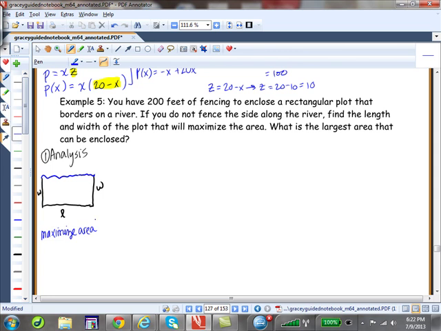So why don't we name our function A? So A is equal to length times width. It's okay that the river's the border. You still have a rectangular region. Now, what other information do we have? We know that all the black is fencing. So we also know that the two W's plus the L has to be what? Good, it has to be 200. So I'm going to go ahead and isolate the L. That's the easiest one to isolate. We get 200 minus 2W.